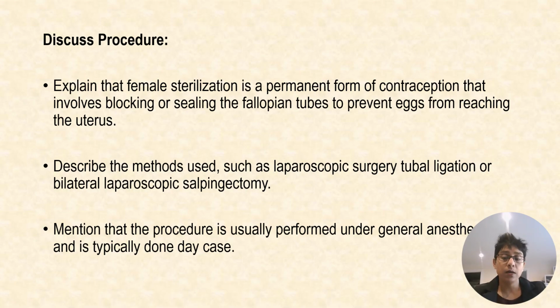After your history is done, in this case, there's nothing much significant in this patient's history, and she is a fairly straightforward patient. So your history taking should not take more than a minute, or at the most a couple of minutes. Now you explain what a sterilization is, how we do it, and what it entails. Reiterate to the patient that it's a permanent form of contraception. It is done by blocking or sealing the tubes. It can also be done by removing both the tubes.